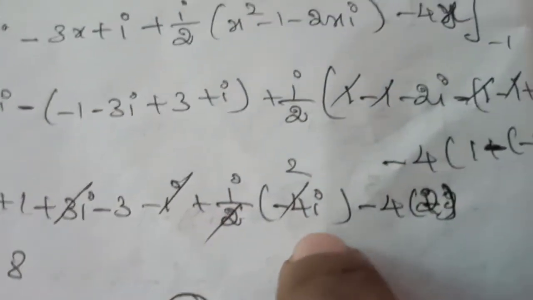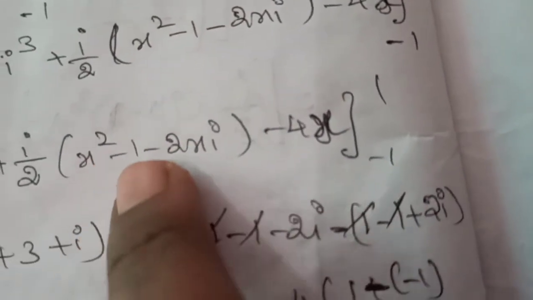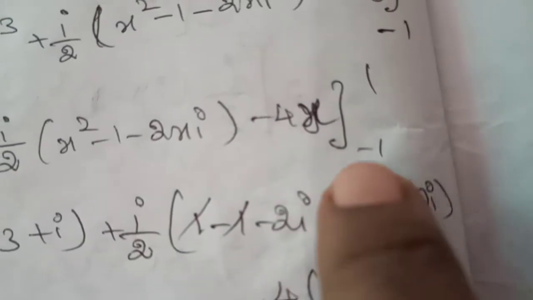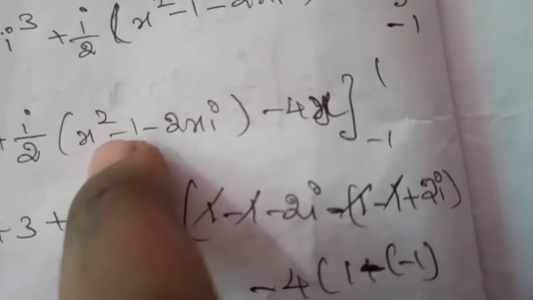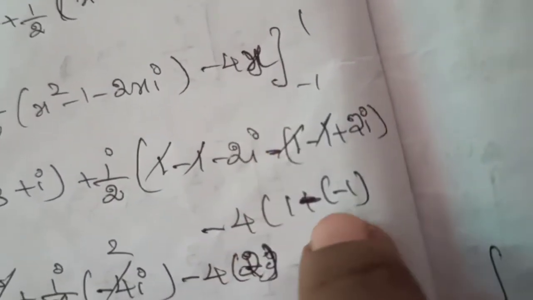Next, take the second term: plus i by 2 into, first substitute x equal to 1: 1 minus 1 minus 2i, minus, put x equal to minus 1: minus 1 minus 1 minus 2 into minus 1, which can be written as plus 2i. Minus 4 into 1 minus minus 1, upper and lower values substituted here. Next, simplify this value.